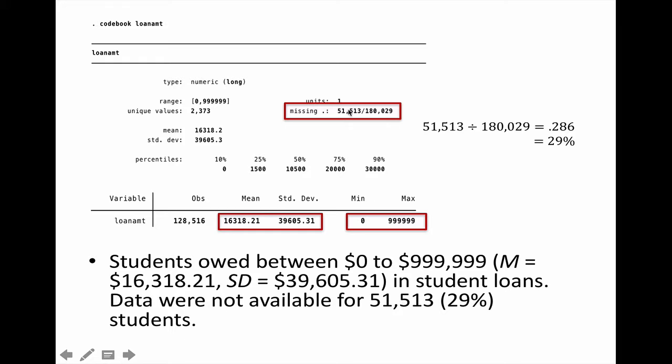Data were not available for this many people, which was 29%. Remember, percentages have to be rounded to the nearest whole number, APA style. Standard way to do a continuous variable: min, max, mean, standard deviation, and address missing.